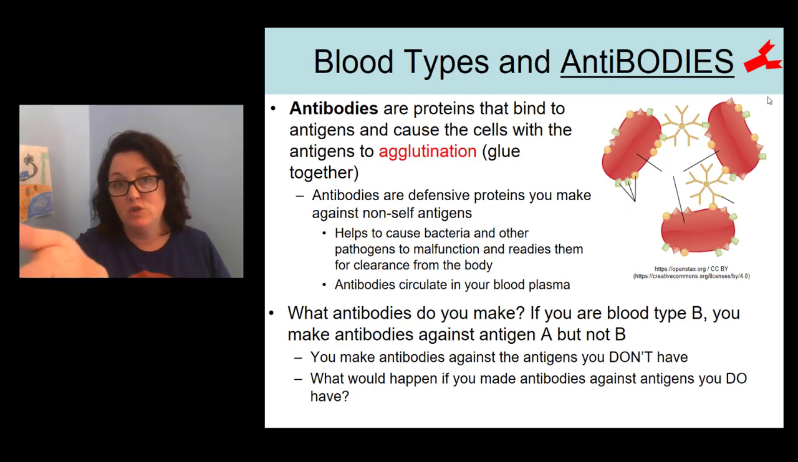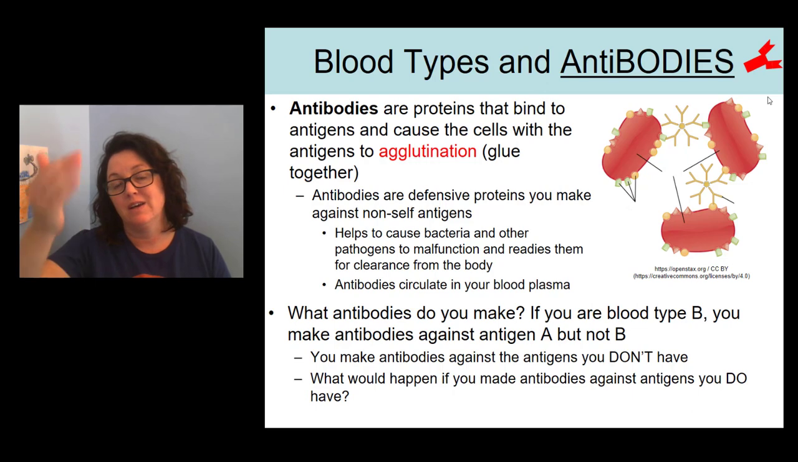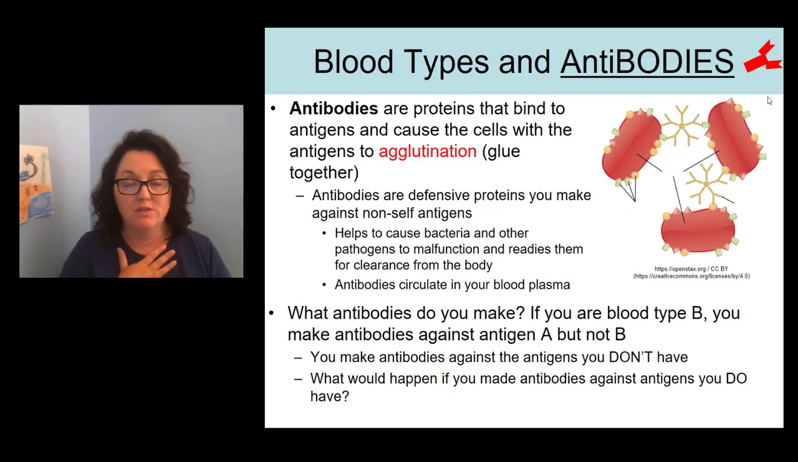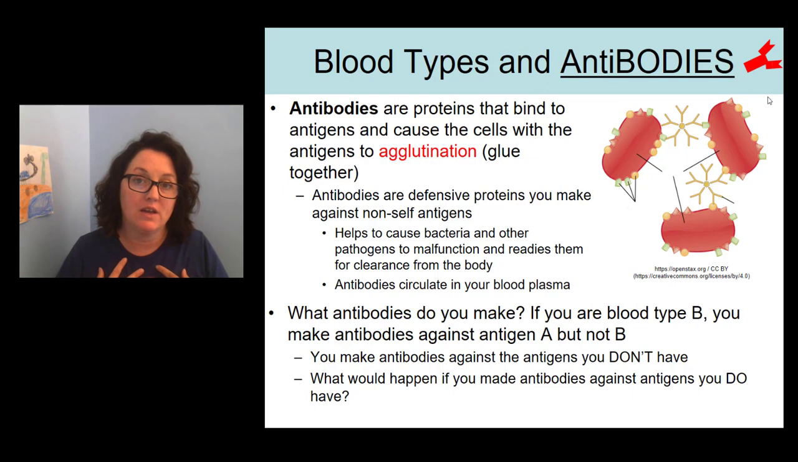So what antibodies do you make when it comes to the blood types? If you are blood type B, you make antibodies against the A antigen, but not B, right? You're blood type B, so you have B antigens. You can't make antibodies against B because then you'll die, because these antibodies will cause all your red blood cells to agglutinate, and that's bad, okay? But you don't have the A antigen. If you're blood type B, you don't have the A antigen, so you will make antibodies against the A antigen.